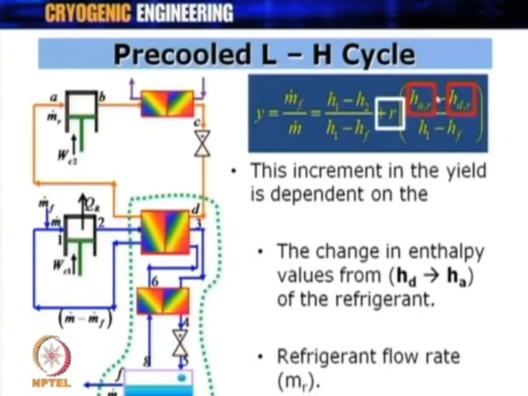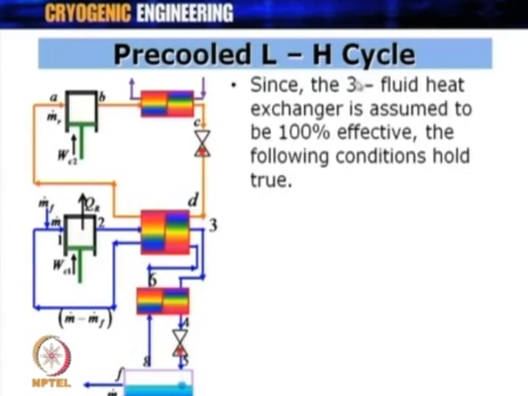So, these two things: what is the enthalpy change across this 3 fluid heat exchanger in the pre-cooling circuit, that is h_D minus h_A, and the value of r, that is the ratio of m dot r upon m dot. From here you can see that if the ratio r is high and this enthalpy difference is high, you will have more and more increment to the value of y as compared to the simple Linde-Hampson cycle. Since the 3 fluid heat exchanger is assumed to be 100% effective, the following conditions hold good.